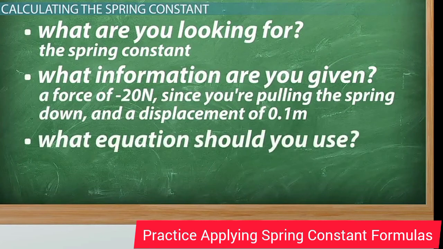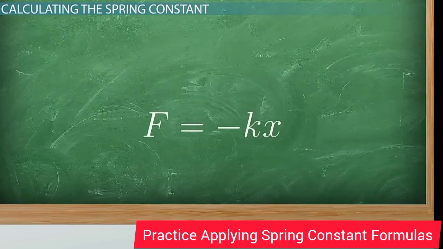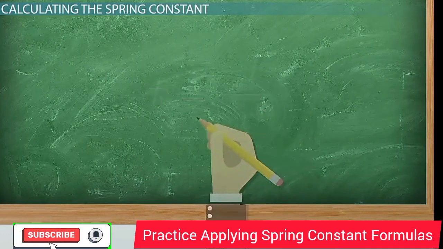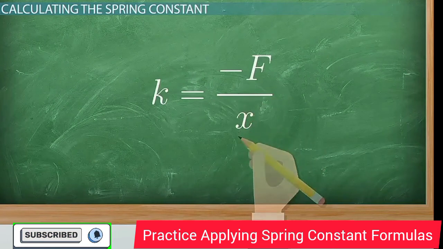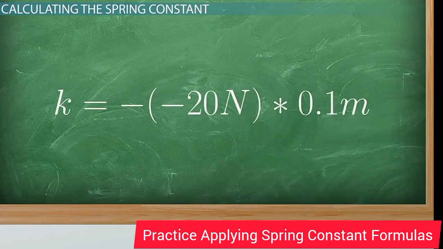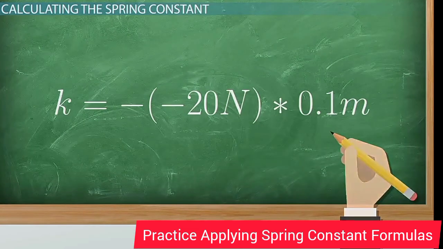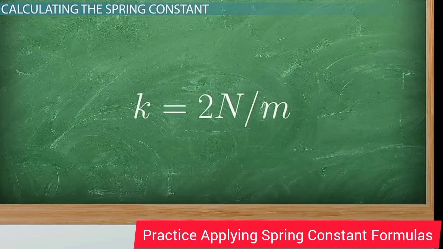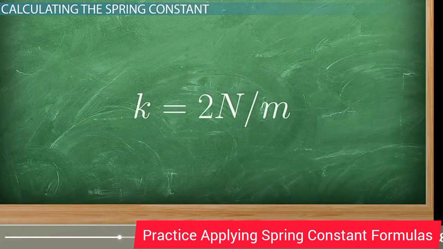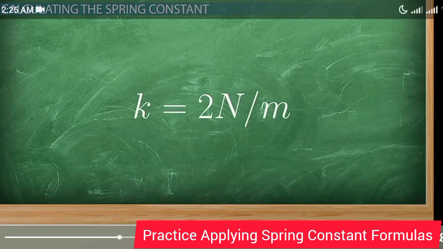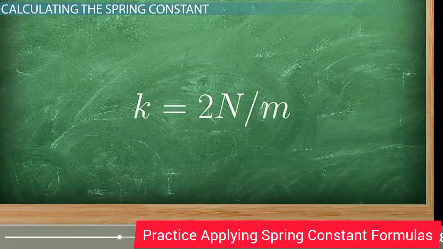What equation should you use? F equals negative kx. You know the spring constant equation, but you need to rearrange it to solve for the spring constant. K equals negative F divided by x. Now plug in the values and solve. K equals negative 20 newtons times 0.1 meters. K equals 2 newtons per meter.